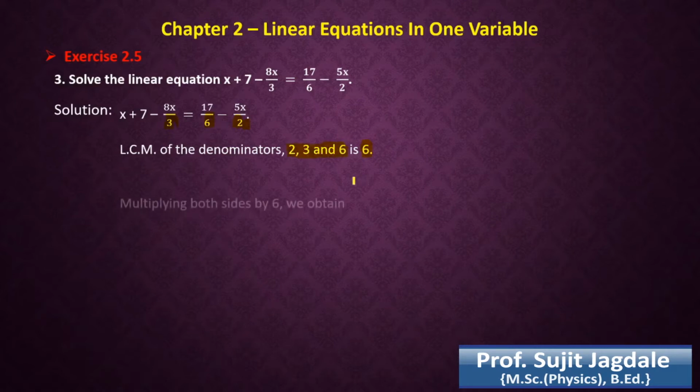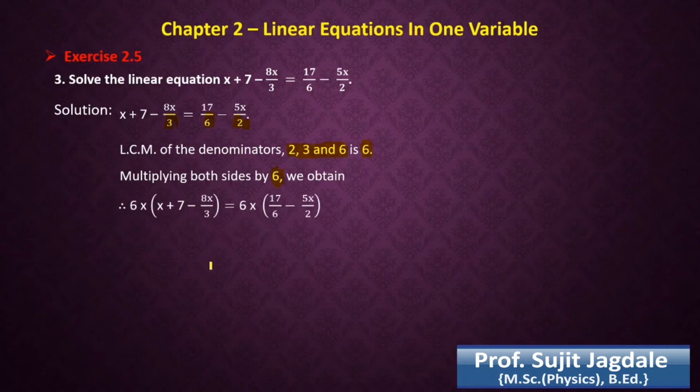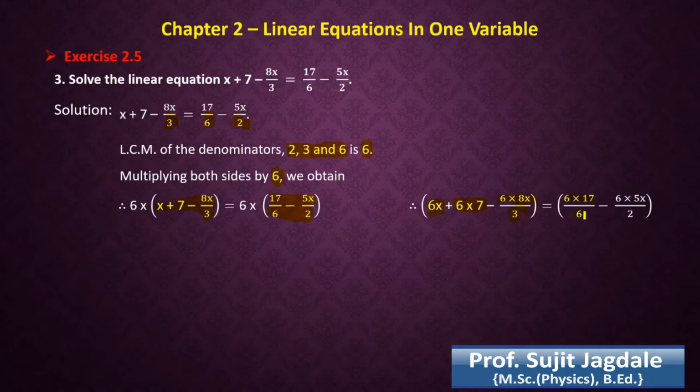The next step is to multiply both sides by that LCM only. As the LCM is 6, we are going to multiply both sides by 6. After multiplying we get the equation like this: 6 into bracket x plus 7 minus 8x upon 3, which is equals to 6 into bracket 17 upon 6 minus 5x upon 2. After multiplying inside the bracket, we get 6 into x, 6x, then 6 into 7 minus 6 into 8x divided by 3, which is equals to 6 into 17 upon 6 minus 6 into 5x upon 2. Here we can divide the numerator by the denominator.